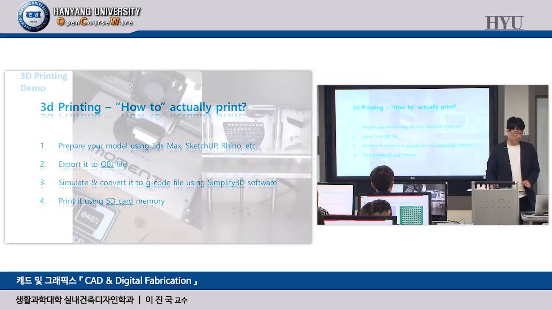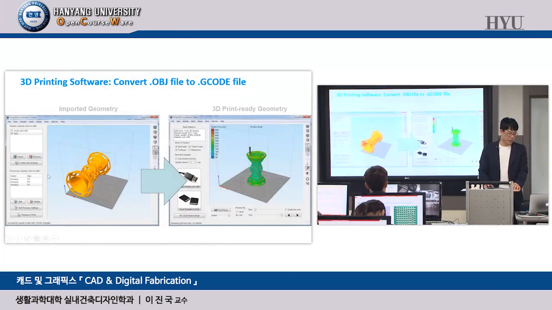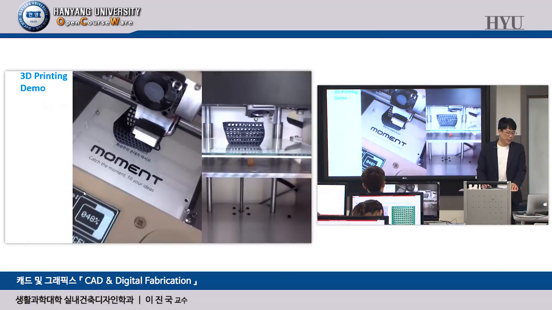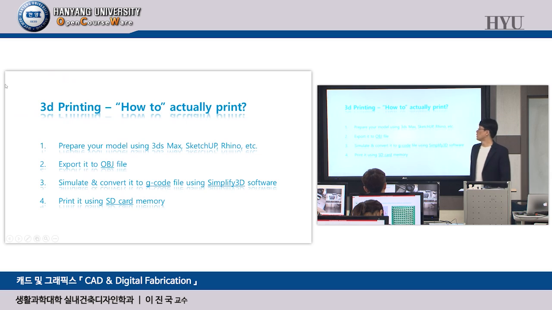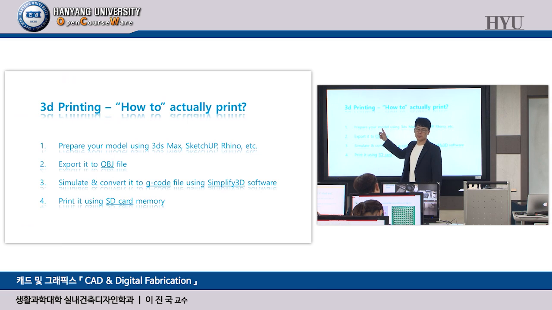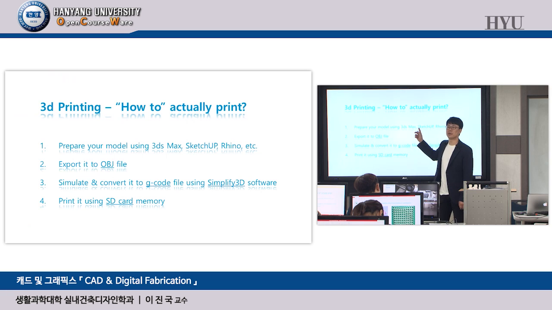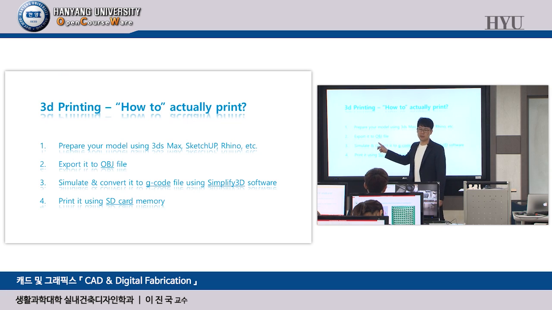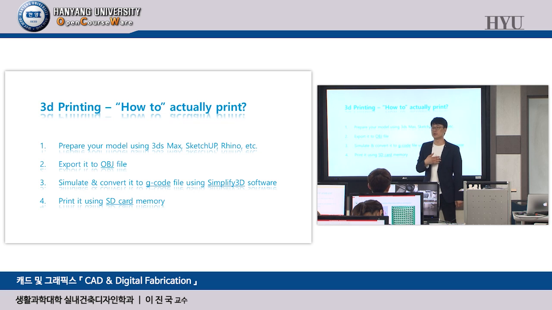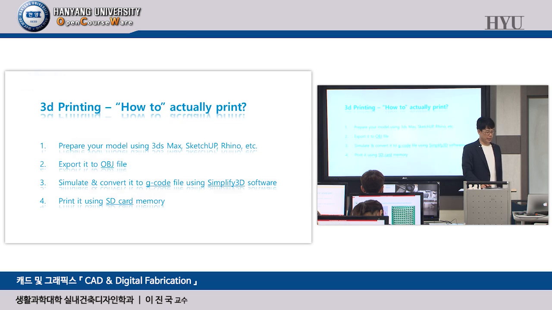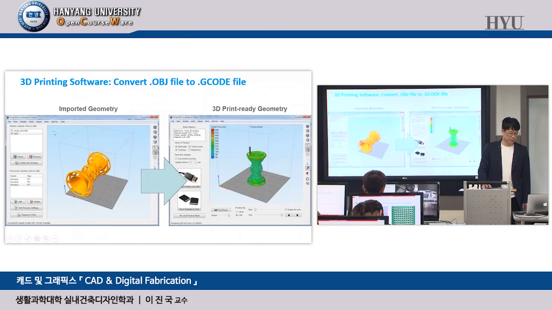So let me show you the demonstration. At the beginning of the process, you need to use SketchUp or 3D Max, Revit, Rhino, Maya, whatever it is, and export an OBJ file. That's the file you need to export. And then open it in Simplify 3D. This is the Simplify 3D application.